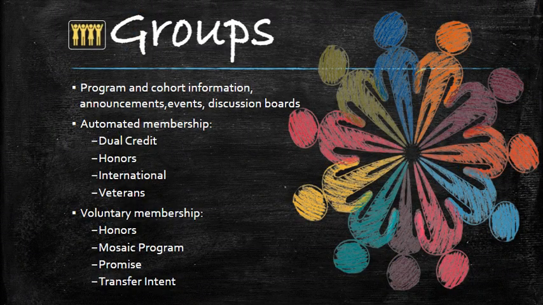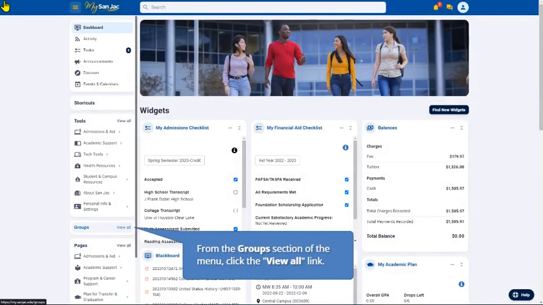In My SanJac, the Group feature is a way to connect users with information about the group, its members, and group announcements, events, and discussion boards. If your SanJac student record indicates you are a dual credit, honors program, international, or veteran student, you are automatically a member of that group and will see it in your group's menu. A few groups have also been created where a student can volunteer to join that group. This includes Transfer Intense, Mosaic Program, and Promise Program groups. From the Groups section of the menu, click the View All link.